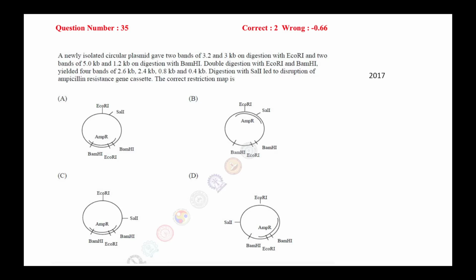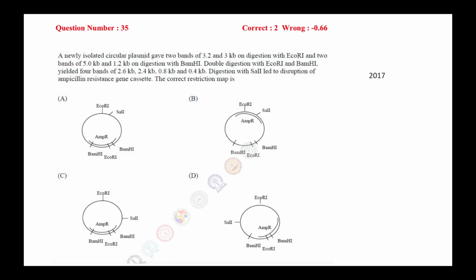So the question says that a newly isolated circular plasmid gave two bands of 3.2 and 3 kb on digestion with EcoR1 and two bands of 5 kb and 1.2 kb on digestion with BamH1. And double digestion with EcoR1 and BamH1 yielded four bands of 2.6 kb, 2.4 kb, 0.8 kb and 0.4 kb.